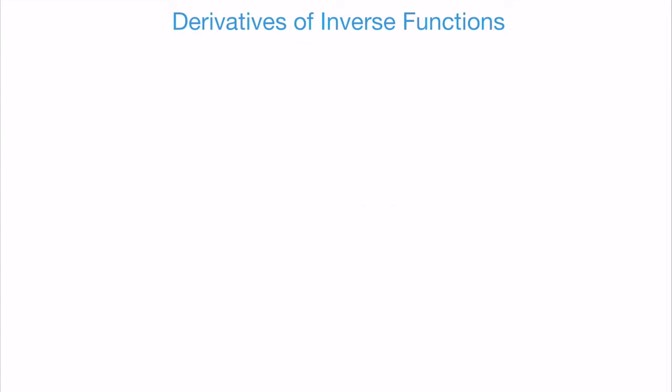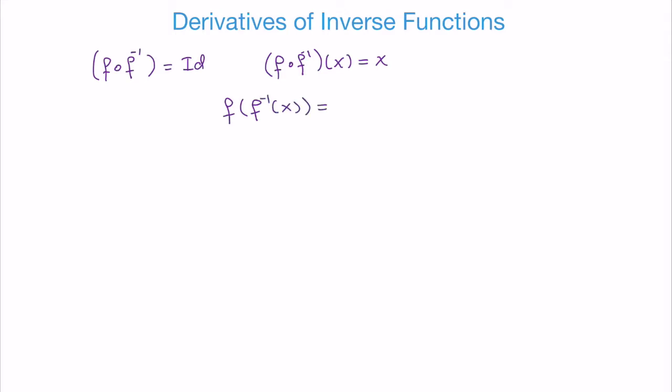To find the formula for the inverse, we start with the definition. The composition of f with its inverse is the identity function. That means that when you compose f inverse and apply it to x, you get back x. And now we see this as a composition of functions. So we're going to derive f of f inverse of x, and that is x. We are going to derive both sides of the equation and use the chain rule.